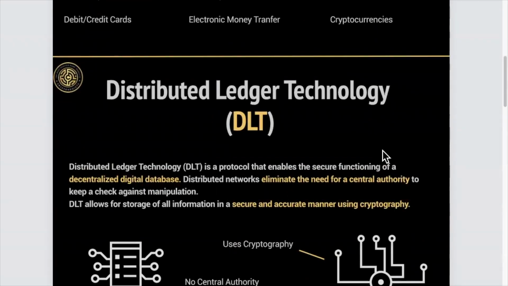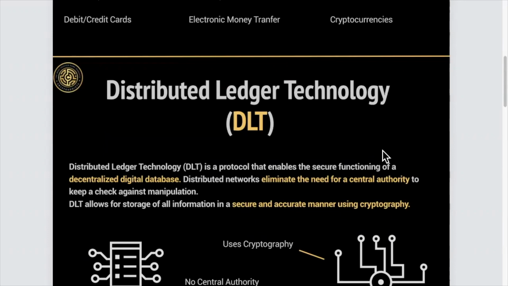The basis of Bitcoin and all blockchain technologies is founded on the premise of distributed ledger technology. Distributed ledger technology is a protocol, which means it's an algorithm or computer code that enables the secure functioning of a decentralized digital database. Distributed networks eliminate the need for a central authority to keep a check against manipulation.